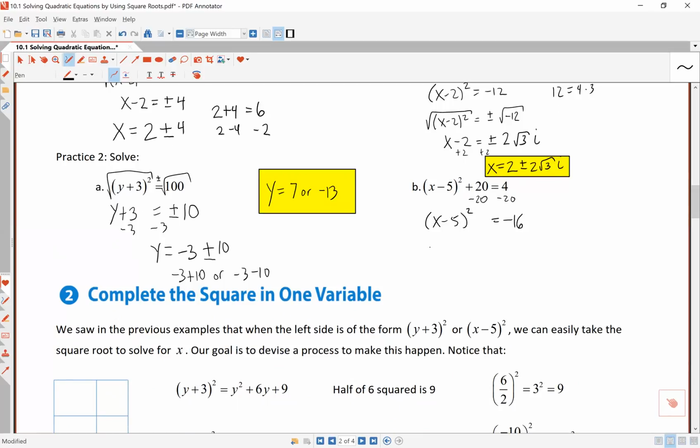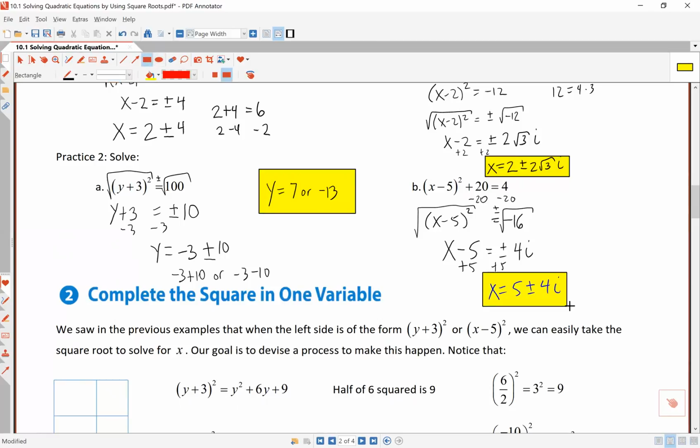We take the square root of both sides, remembering the plus or minus. This gives us x minus 5 equals plus or minus the square root of negative 16, which is 4i. To solve for x, we add 5 to both sides, and we get x is equal to 5 plus or minus 4i. That's your complex solution.